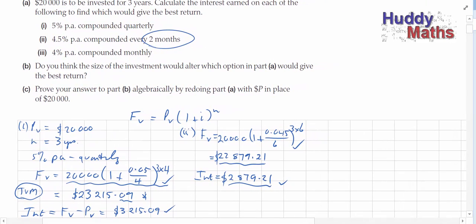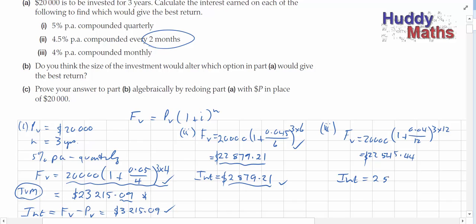Let's just come across a little bit and do part 3. So with part 3, same idea, but we've got to adjust the situation here, and it is monthly. So it's 1 plus 0.04 divided by 12 months in a year, 3 years by 12, 36 months. And if you do that, it comes to $22,545.44. So they want the interest again, so take off the original $20,000, $2,545.44, the interest. So marking is still the same, 1 for that and 1 for the overall answer.